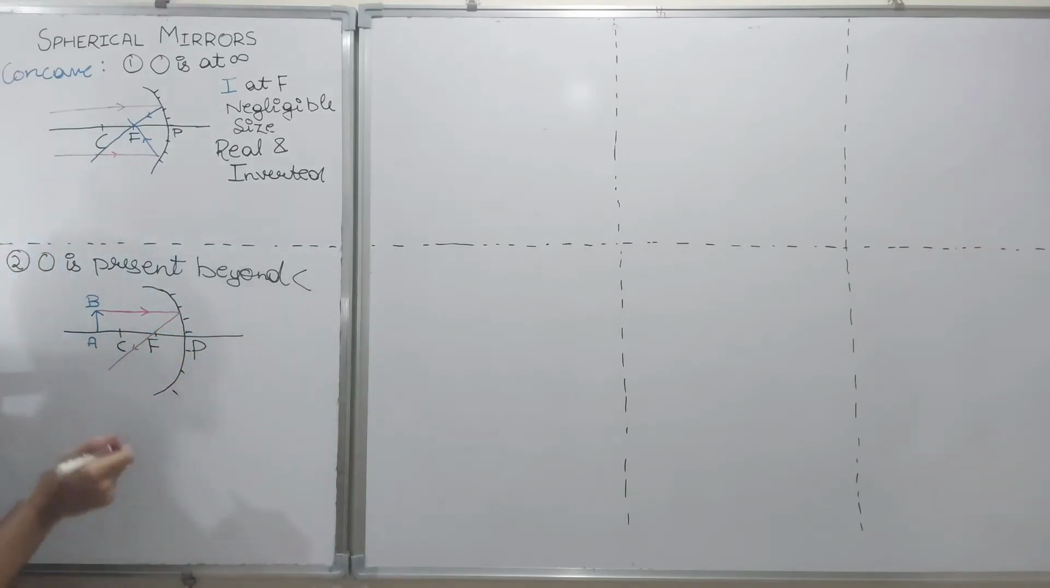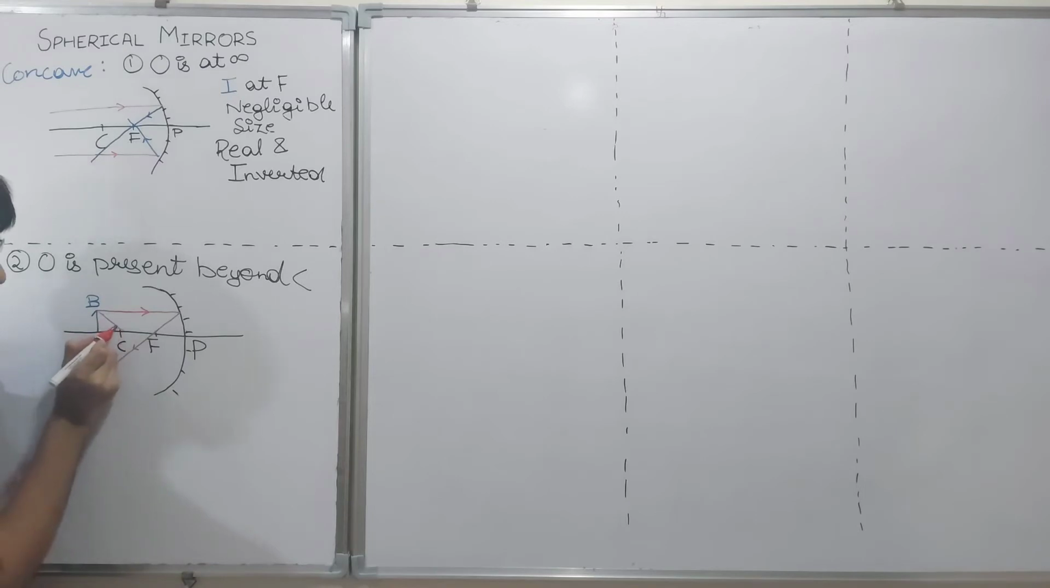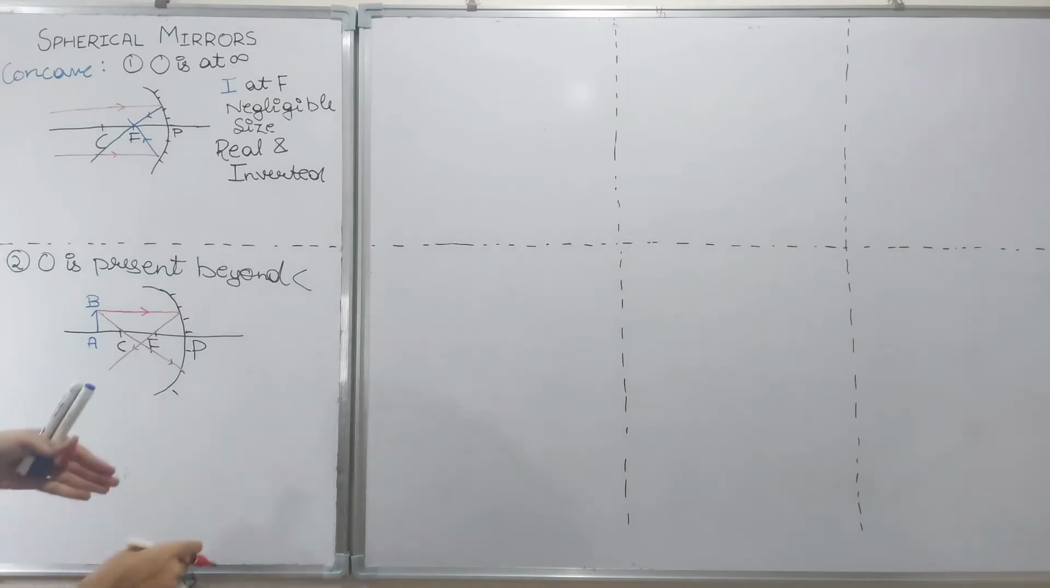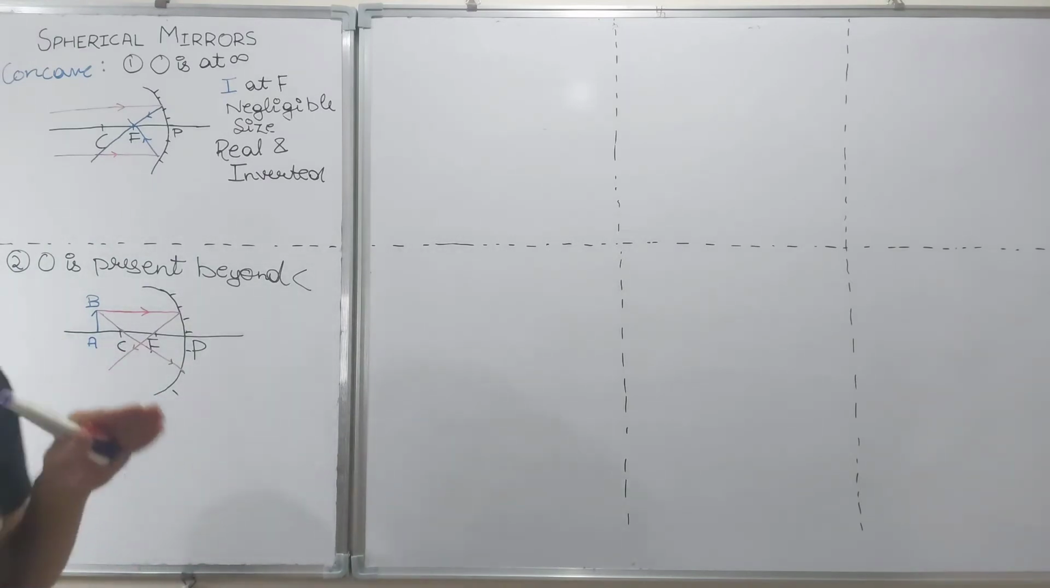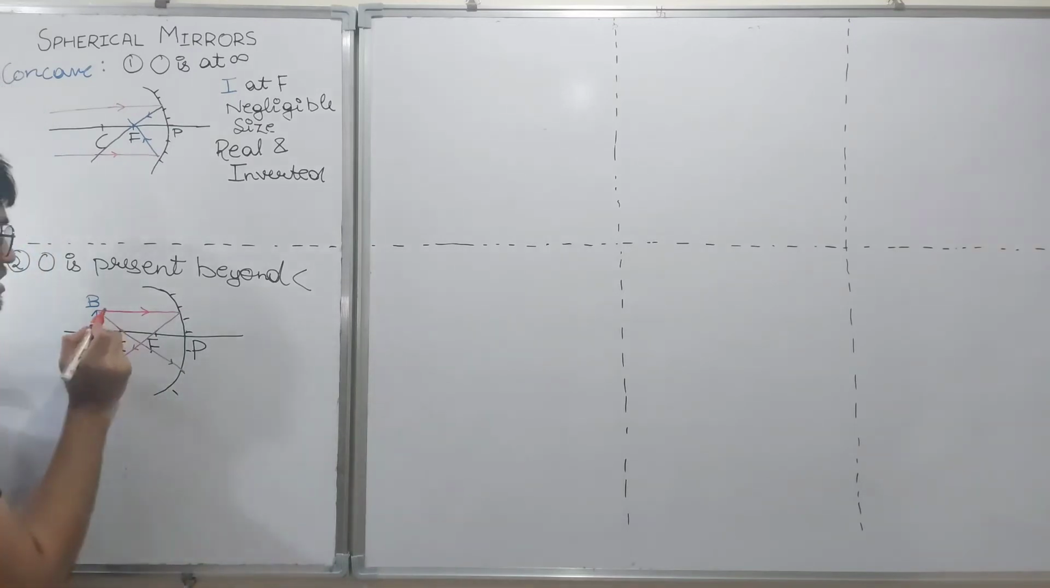Now let us make the second ray of light pass through the center of curvature. Or you can make another ray of light pass through the focus and then go parallel to the principal axis. It is one and the same thing. You are going to get the image at that particular point only. You can just try it once.